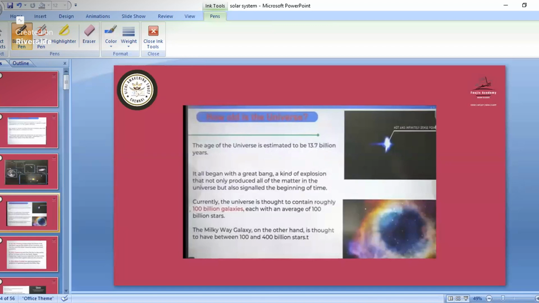So you must know about the Big Bang theory, a kind of explosion that not only produced all the matter in the universe, but also signaled the beginning of time. Currently the universe is thought to contain roughly 100 billion galaxies, each with an average of 100 billion stars. The Milky Way galaxy, on the other hand, is thought to have between 100 and 400 billion stars.